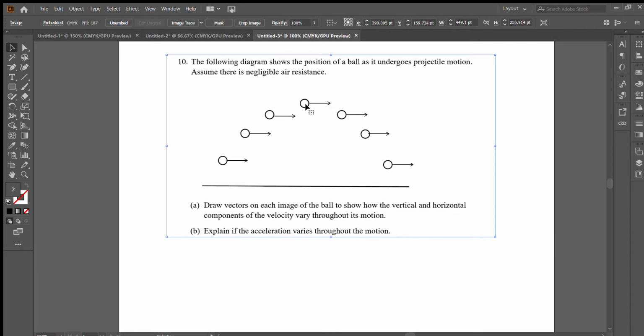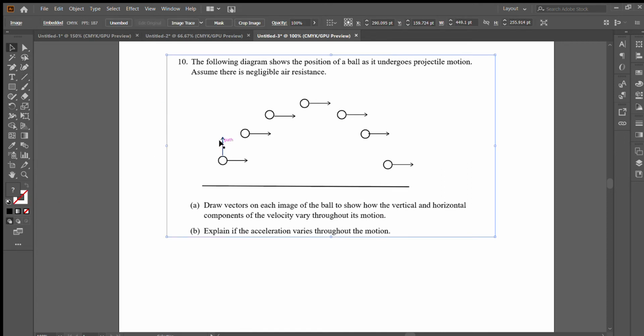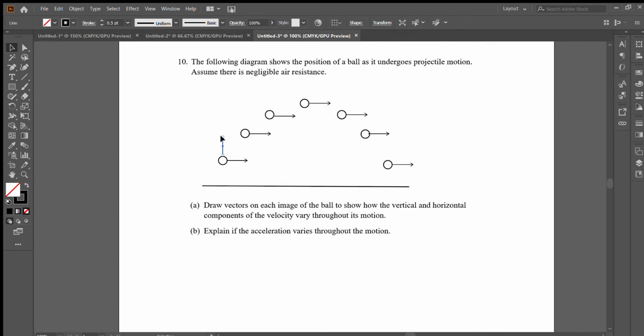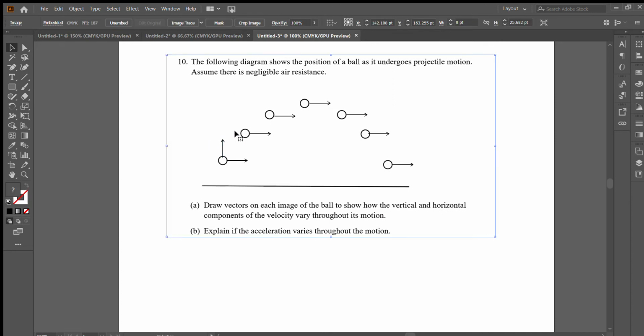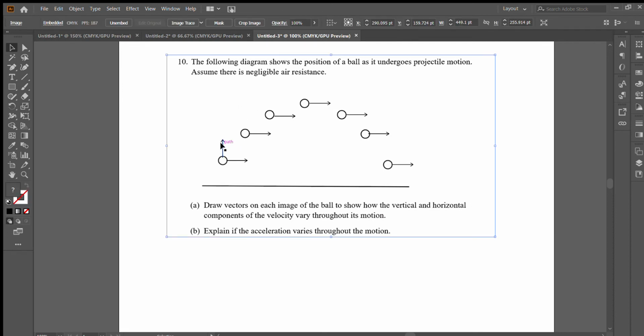its motion it will be 0, and then it will increase again. So initially the vertical velocity will be directed upwards, and we'll give it a vector here. Now as the ball reaches its maximum height, the vertical component of the velocity will decrease. So for the next one, we'll have a slightly smaller vector.